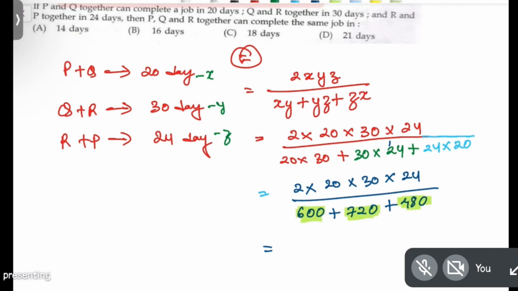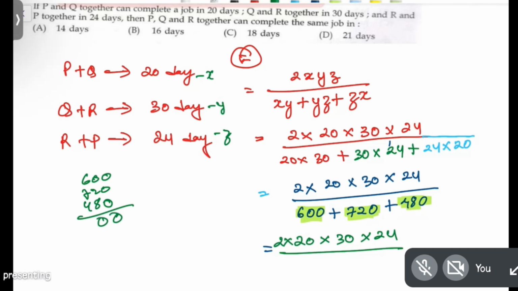So what will happen is that still I have 2 into 20 into 30 into 24 divided by... if I sum all the 3 terms, I'll have 600. I'll just write it here, 600 plus 720 plus 480. That means 0 0 1, that means 10 17 18. I'm getting 1800. This is what I'm getting if I sum all the denominators.